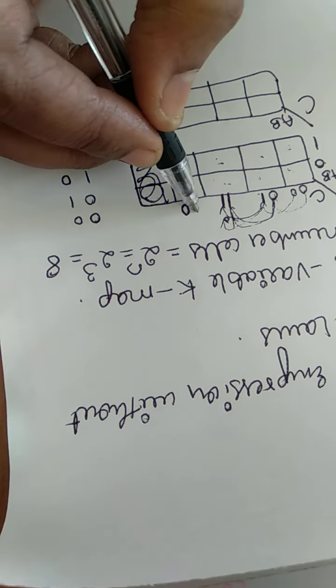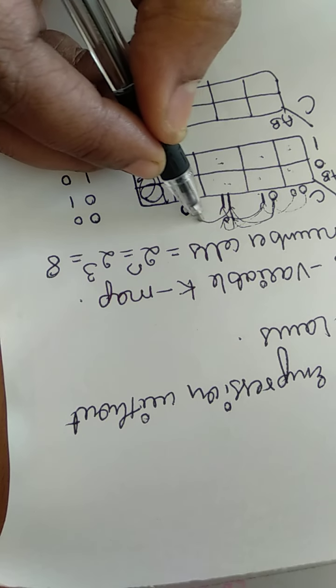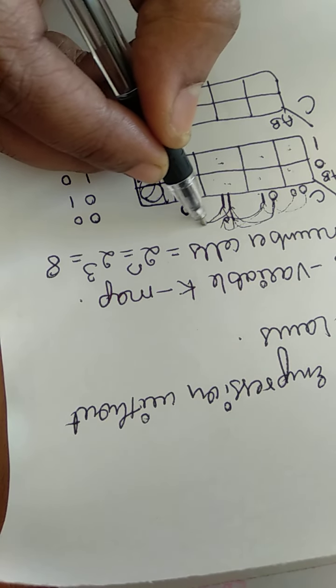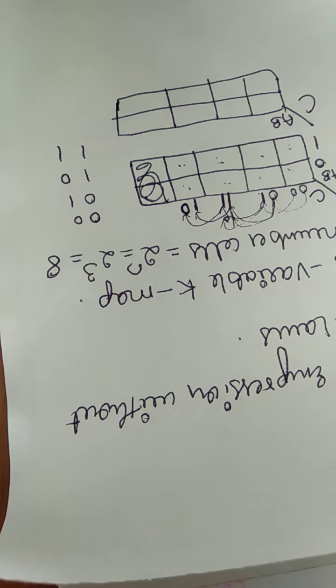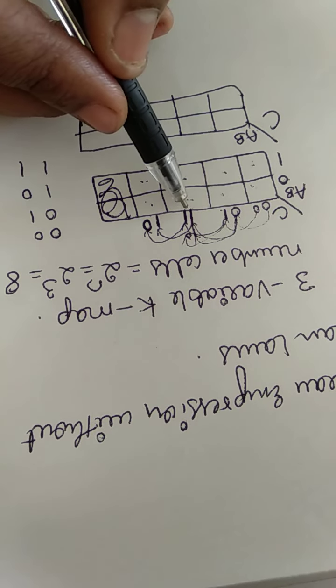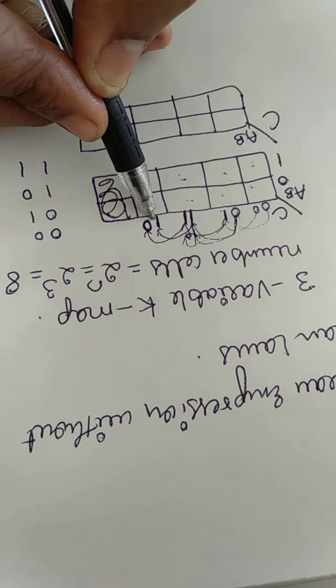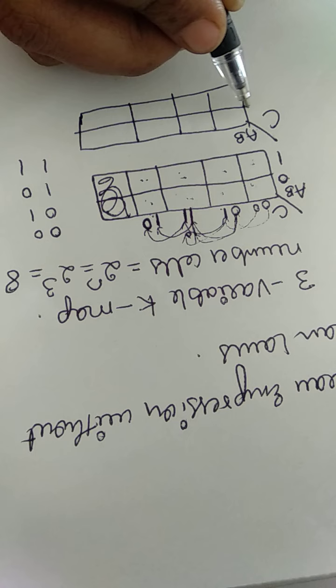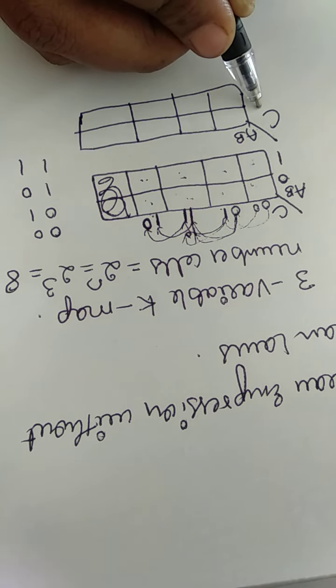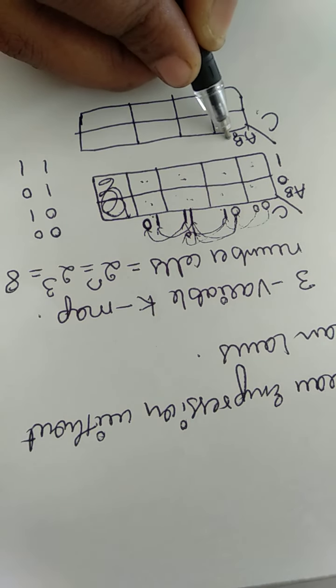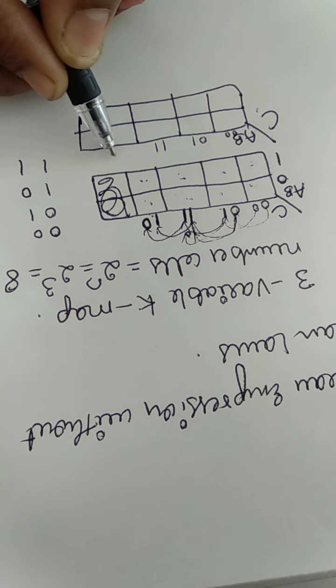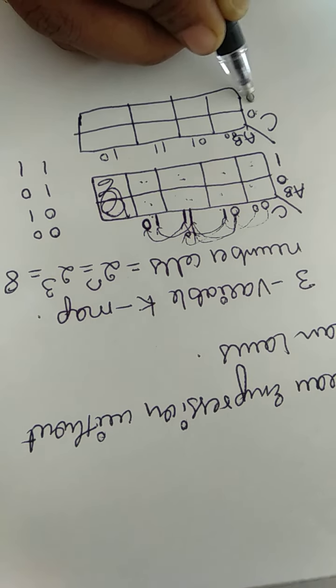So next is 1, 0. So 1 is the same and 1 is replaced by 0. Here 1 bit is changed. That is why I have written first 1, 1 then 1, 0. Second one, same combination. Here is 0, 0, 0, 1, 1, 1, 1, 0.